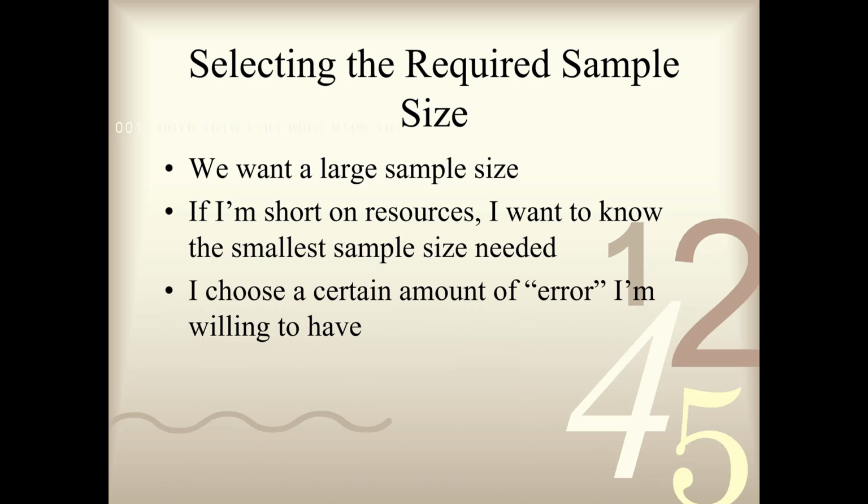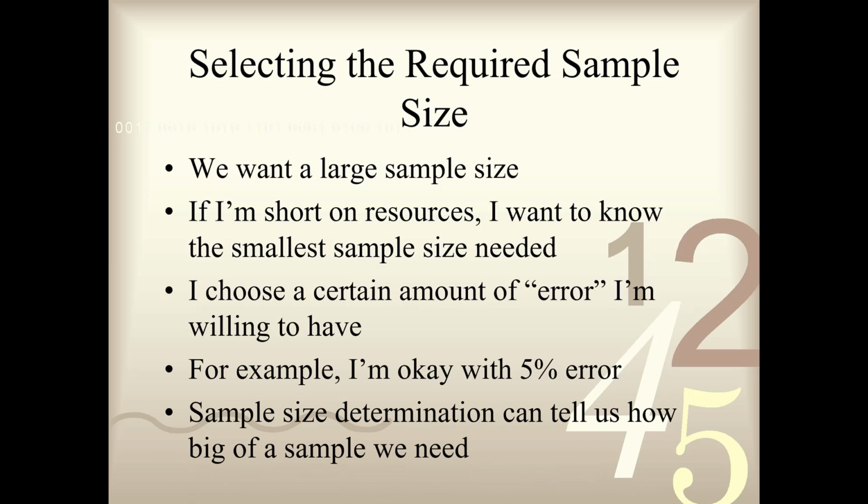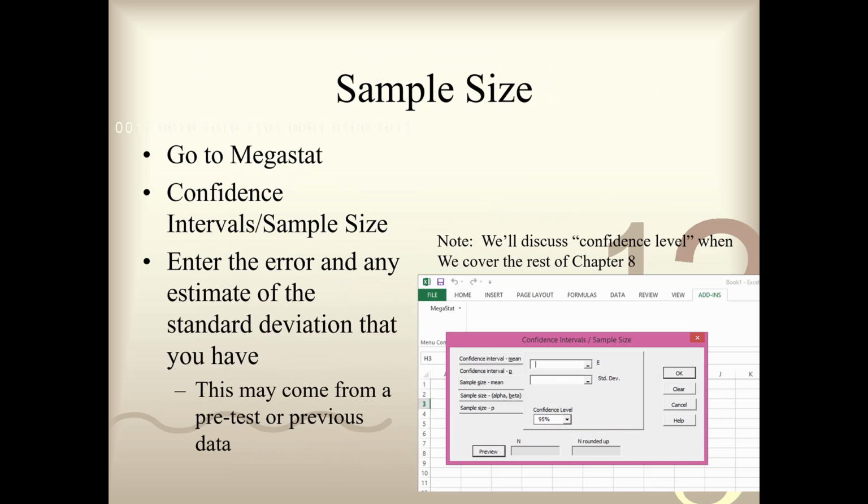So I choose a certain amount of error that I'm willing to have. So let's say, I want to be within 5%, or I want to be within $2 of the actual population mean or actual population proportion. Okay, so for example, I might be okay with a 5% error if I'm talking about percent of defective products. Okay, so sample size determination can tell us how big of a sample we need with a given level of error.